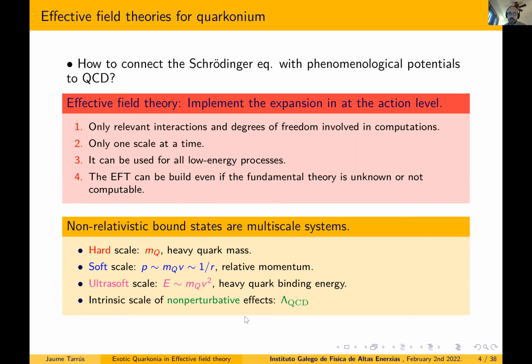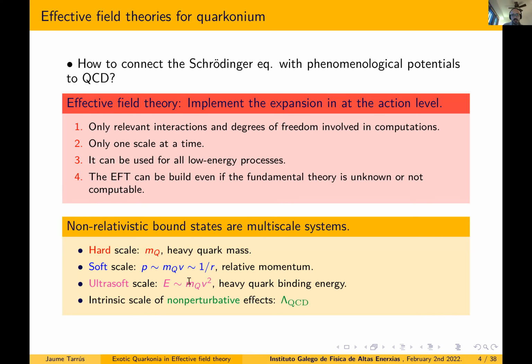So in the case of quarkonium, as I said, it's a non-relativistic bound state. This means that it's characterized by these three scales: the hard, soft, and ultrasoft. In this case, the hard scale is the heavy quark mass. The soft scale is the relative momentum, which can be written as the heavy quark mass times the relative velocity. And this scales as the inverse of the distance between the heavy quarks.